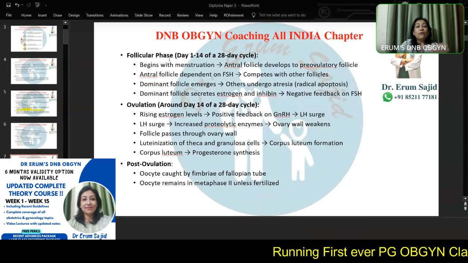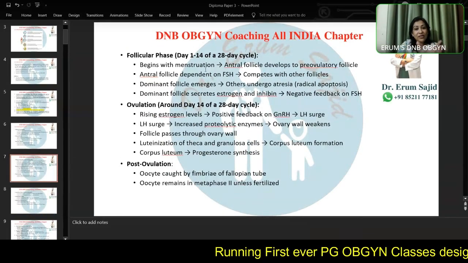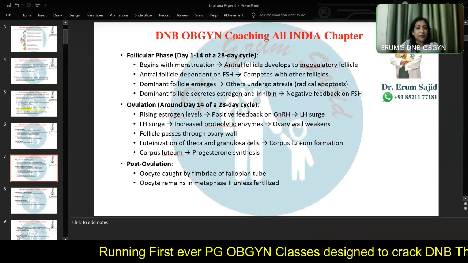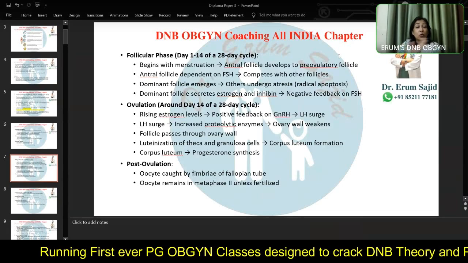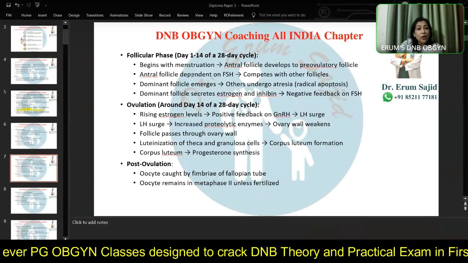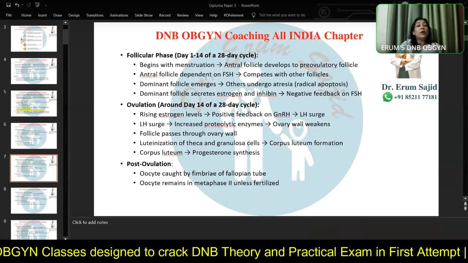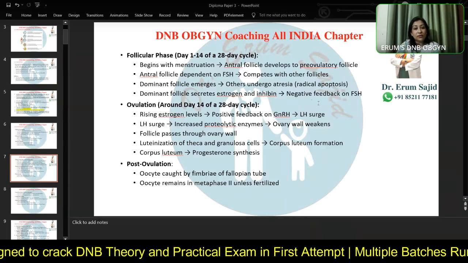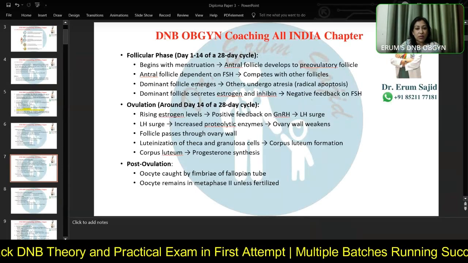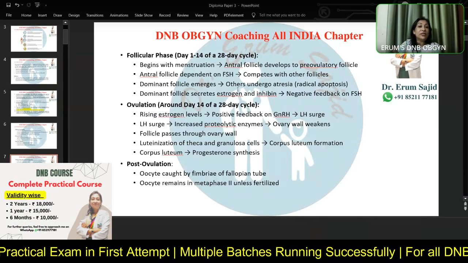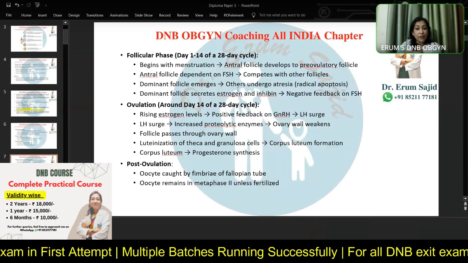Basically, the follicular phase begins with menstruation. Once the menstruation gets over, the antral follicle starts to develop and reaches the pre-ovulatory stage. The antral follicle development is dependent on FSH. This antral follicle competes with other follicles, and then the dominant follicle emerges. Once this dominant follicle starts emerging, the others undergo atresia. They have to undergo atresia, okay?